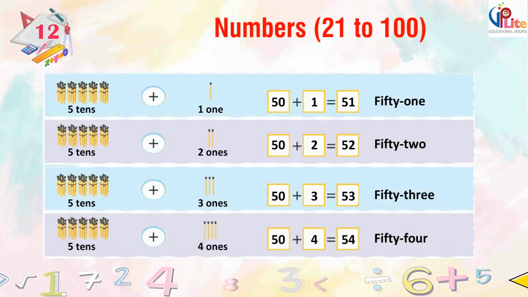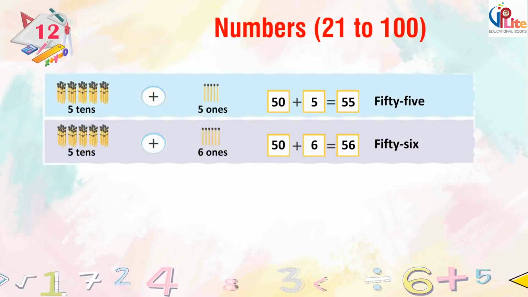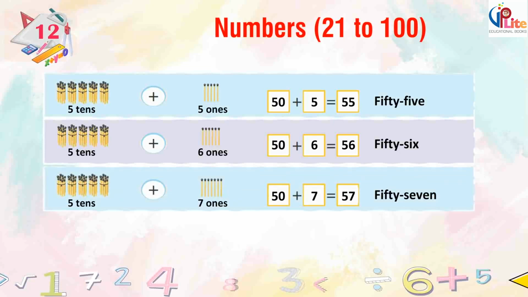5 tens plus 4 ones, 50 plus 4 is equal to 54. 5 tens plus 5 ones, 50 plus 5 is equal to 55. 5 tens plus 6 ones, 50 plus 6 is equal to 56. 5 tens plus 7 ones, 50 plus 7 is equal to 57.